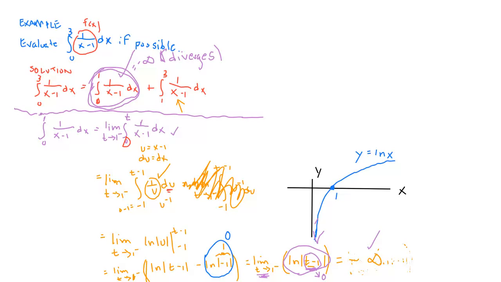We can stop there. Like in the last problem, the first integral converged, so we had to see if the second integral converged. But since here our first integral diverged, we don't need to go any further. We can say then that our whole integral here diverges.